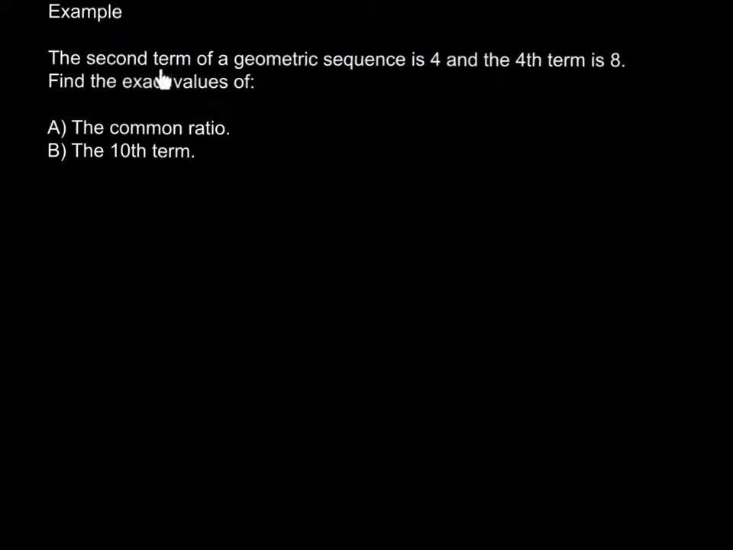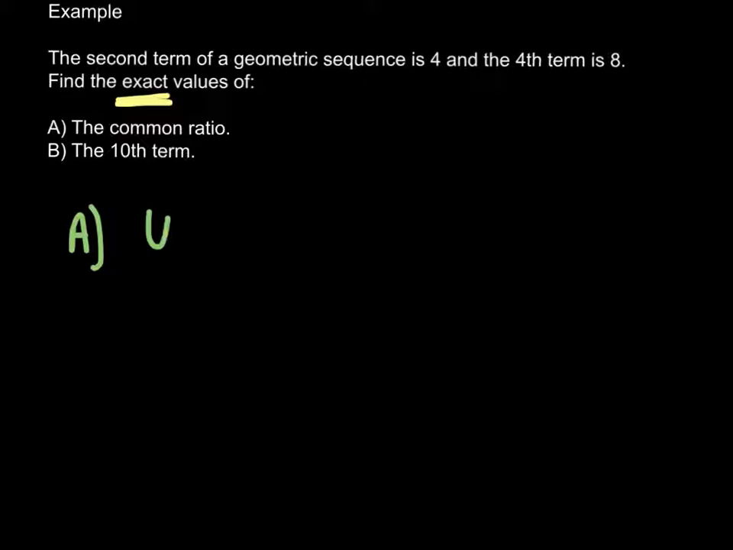Okay, so let's do a slightly harder example now then. In this one we're told the second term of a geometric sequence is 4, and the fourth term is 8. And we want to find the exact values. That exact word is quite important, so let's just underline that. That should make you think of something. We want to find the exact values of the common ratio and the 10th term. So obviously we're going to have to find the nth term as well. So let's concentrate on part A first.